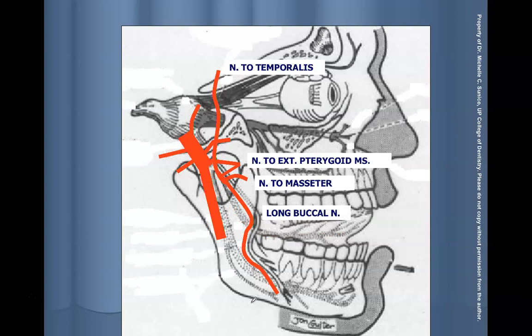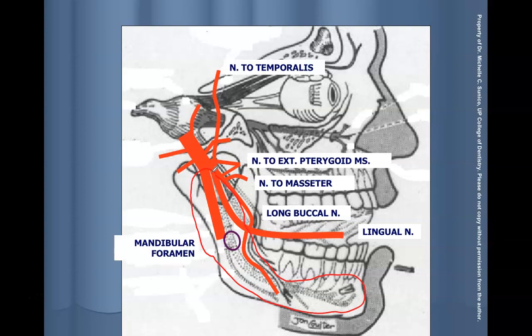Now let's look at the branches from the posterior trunk. This is the posterior trunk, all of this, including this one, which is the lingual nerve. Okay? The lingual nerve is sensory to the tongue, the anterior two-thirds of the tongue, and the lingual mucosa of all mandibular posterior teeth.